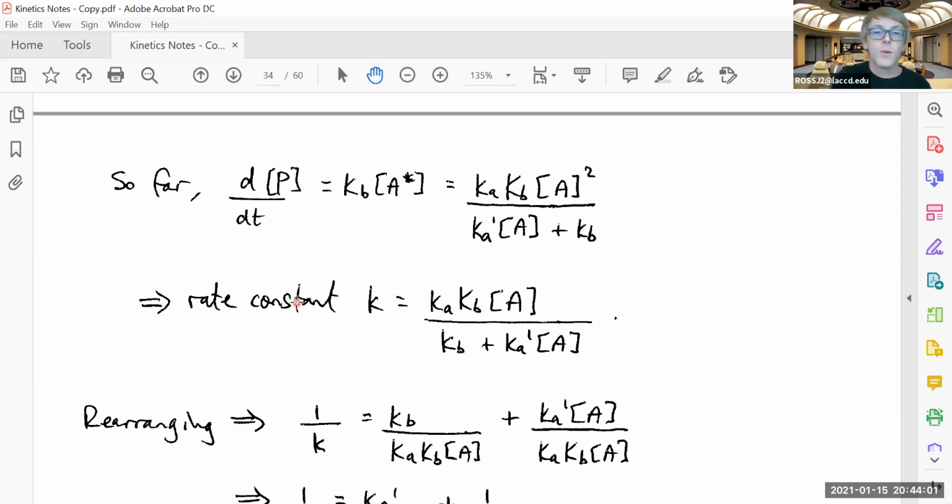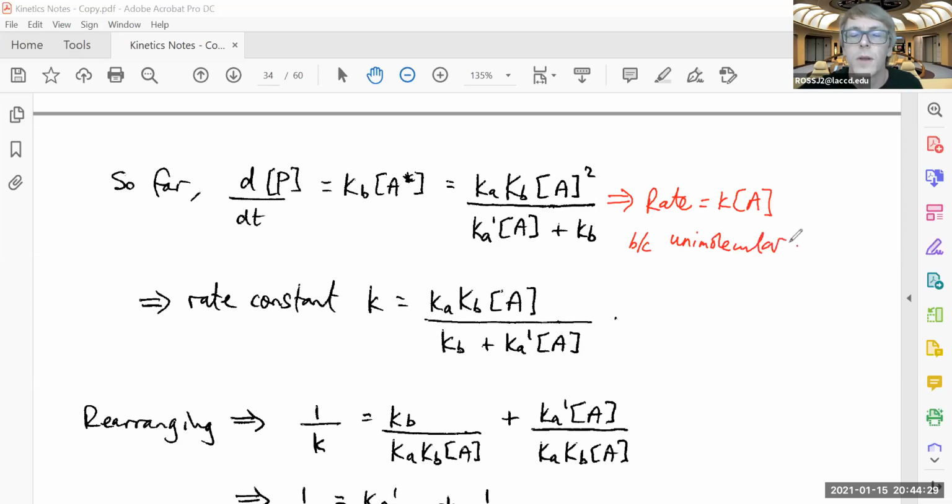Okay, so let's look at what the rate constant is. So we know that rate, we know it's first order, right? So we know it's ka because it's unimolecular.